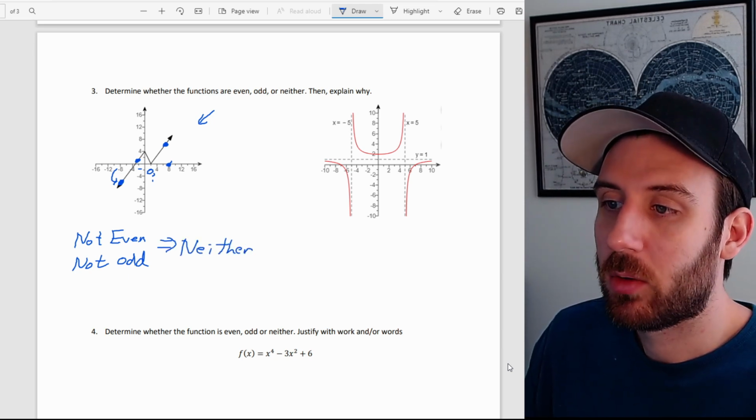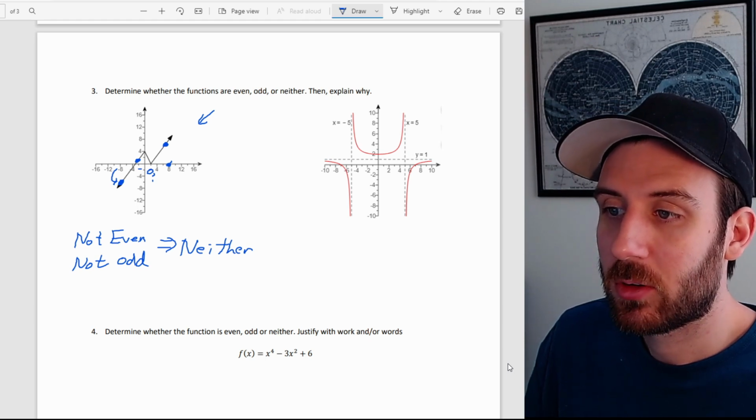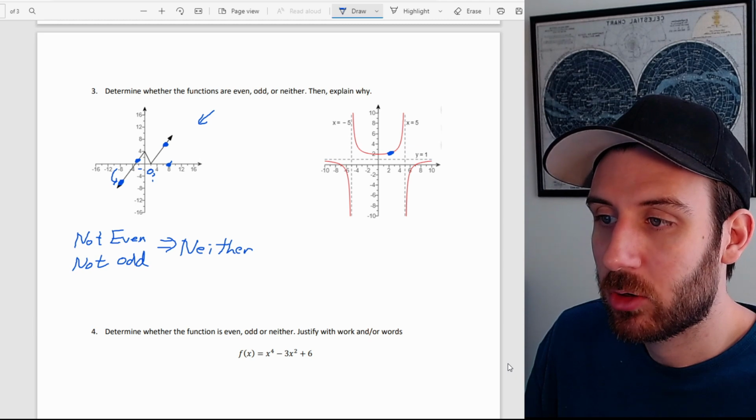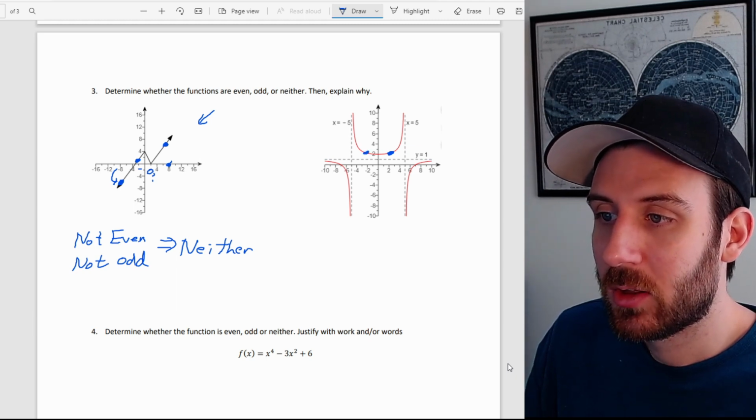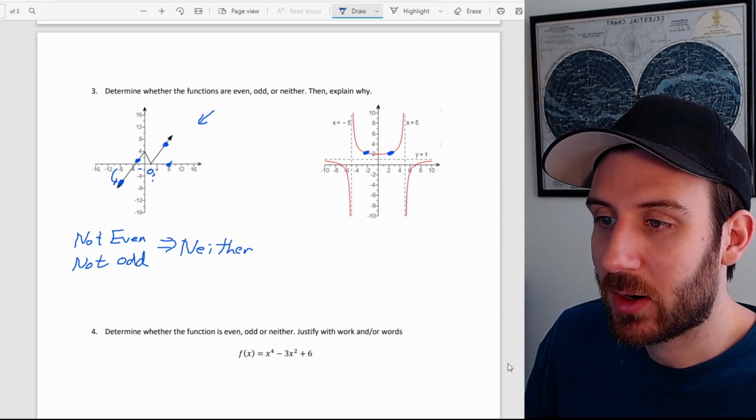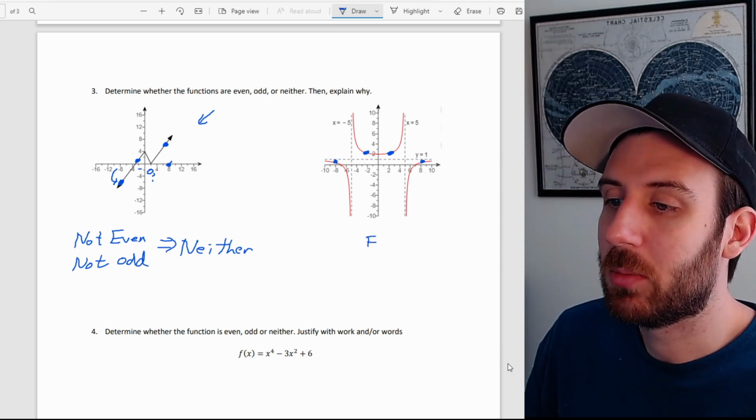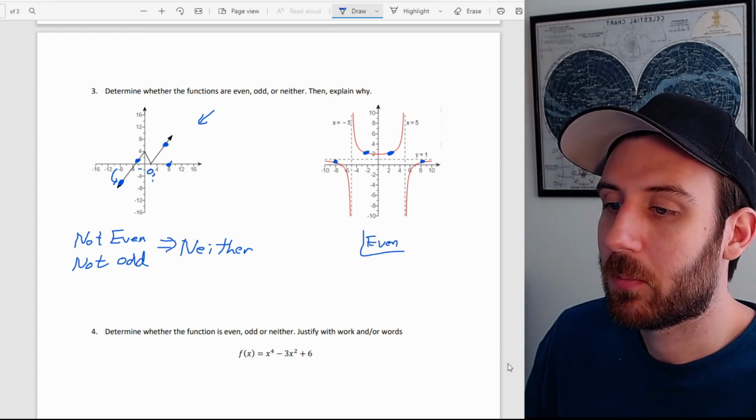For the next one, however, this would be an even function. Take a look, we can see it already. If I take an x value of 2, I get a height near 2, and the negative 2 gets me a height near 2, and we can do this for every single one. An x value of 8 gets me a value of 8, so this over here would be an even function.